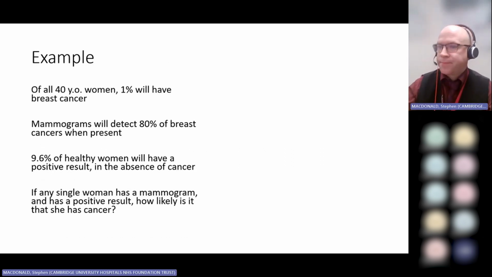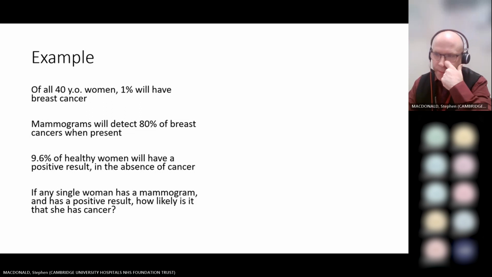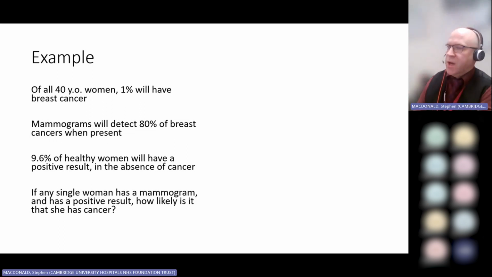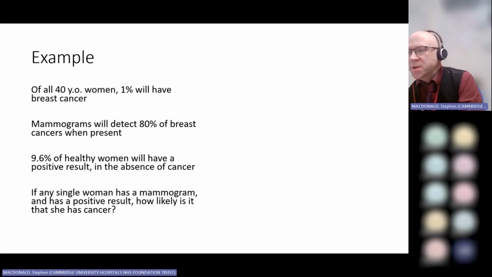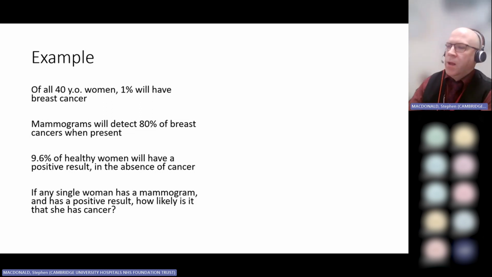But as ever, it's always good to start with an example. And this example gives us a way of trying to rationalize the way that we think about statistics that we're given in the lab. So this is data from a few decades ago now, but they did a study and they found that of all 40-year-old women, approximately 1% will have breast cancer. Those numbers might not be right just now, but for illustrative purposes, that's what we're using for this example.